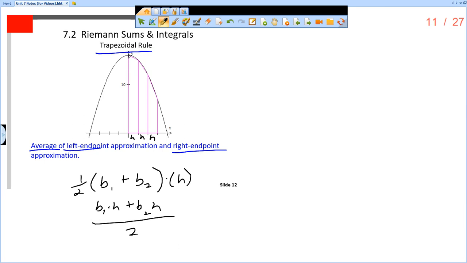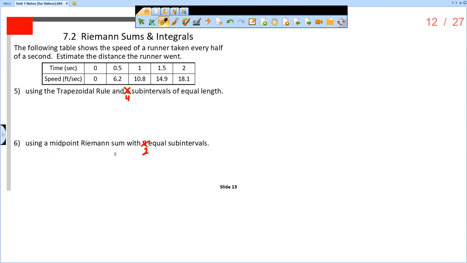So remember, B1 is going to be the left hand, and B2 would be the right hand, and the height would be this width. And so if I find the area of this trapezoid, I'm actually just finding the average of the left hand and right hand Riemann sums. Okay. And so that's really it for slide 12, but it is possible that you're asked for a trapezoidal sum. All right, so now moving on to slide 13.